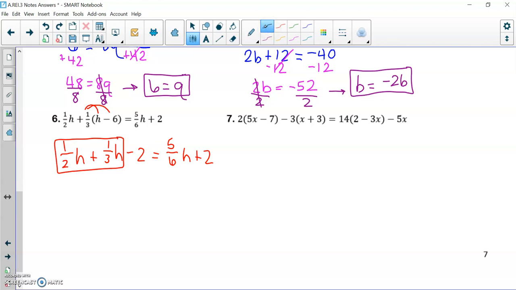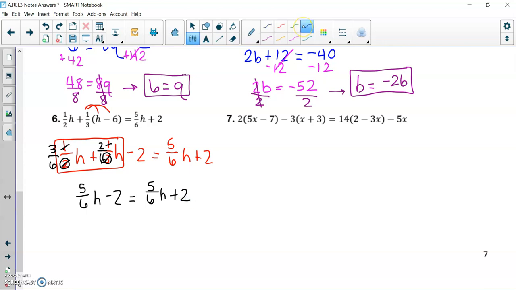I'm going to find like terms. So between a denominator of 2 and 3, your denominator would be 6. To get a 1/2 having a denominator of 6, I need to multiply both the numerator and denominator by 3. So I wind up with a 3/6. To get a 1/3 to have a denominator of 6, I need to multiply the numerator and denominator by 2. So I get a 2/6. And a 3/6h plus a 2/6h is a 5/6h. And then I have a minus 2 is equal to a 5/6h plus a 2.